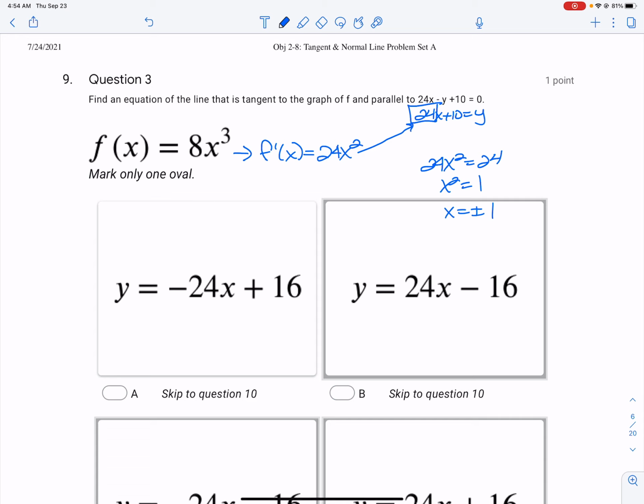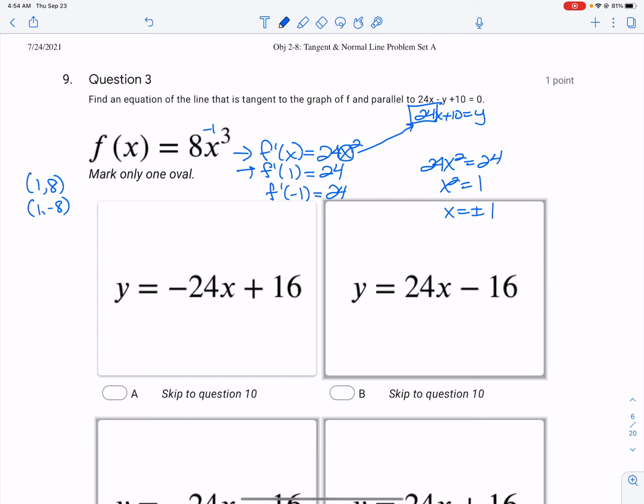Okay, so now when x is equal to 1 here, then y is equal to 8. So I have 1 comma 8. When x is equal to negative 1, I have negative 1 comma negative 8. So I have the possibility of writing the equation of the tangent line at 2 spots. So I'm going to find f prime at 1, and I get 24. I find f prime of negative 1, and I also get 24 because I'm squaring either 1 or negative 1.